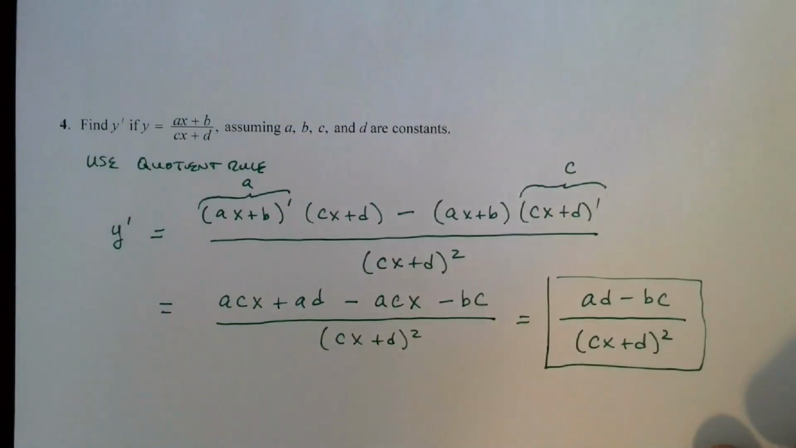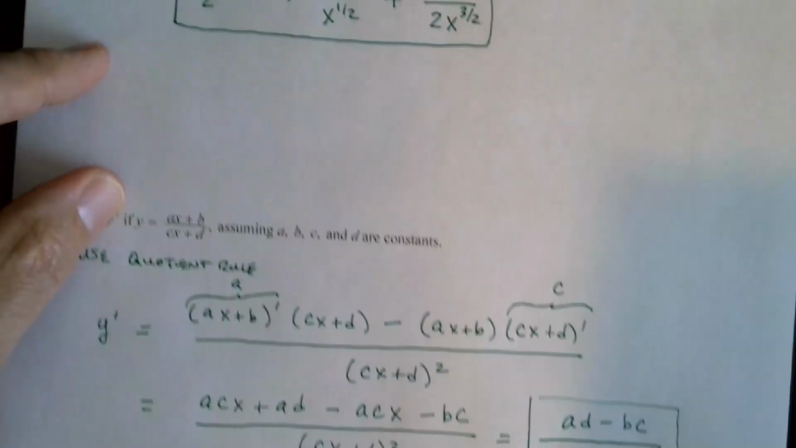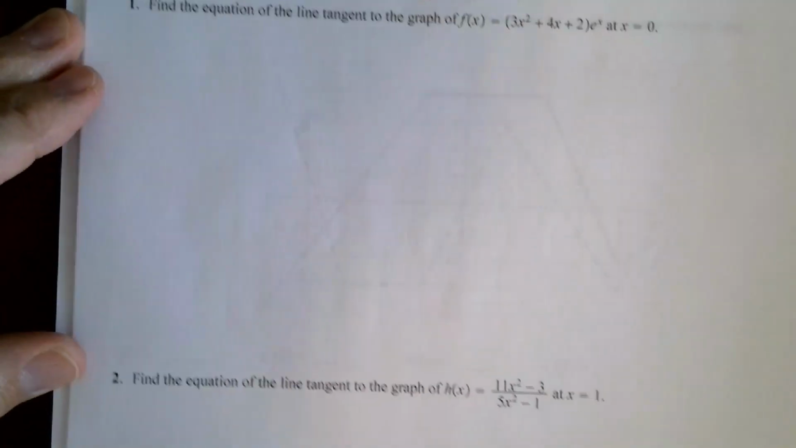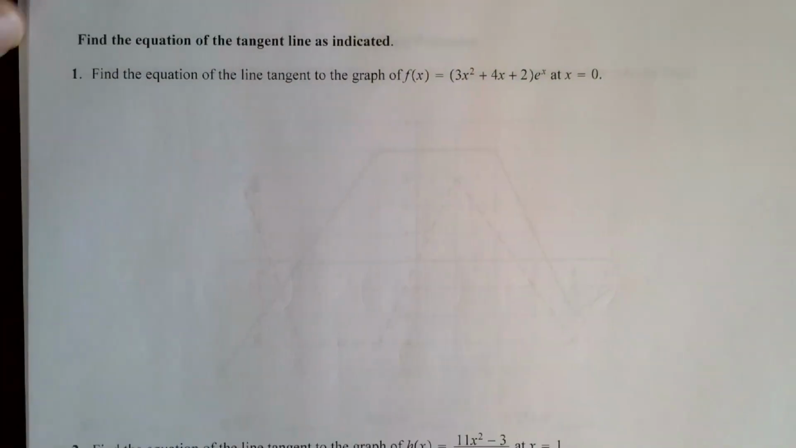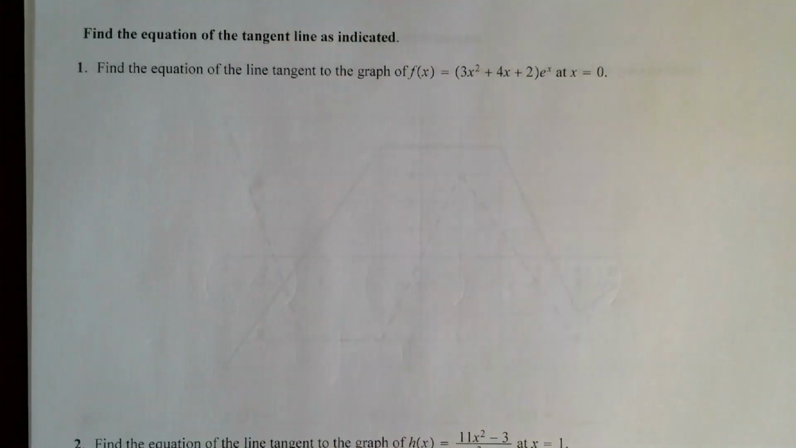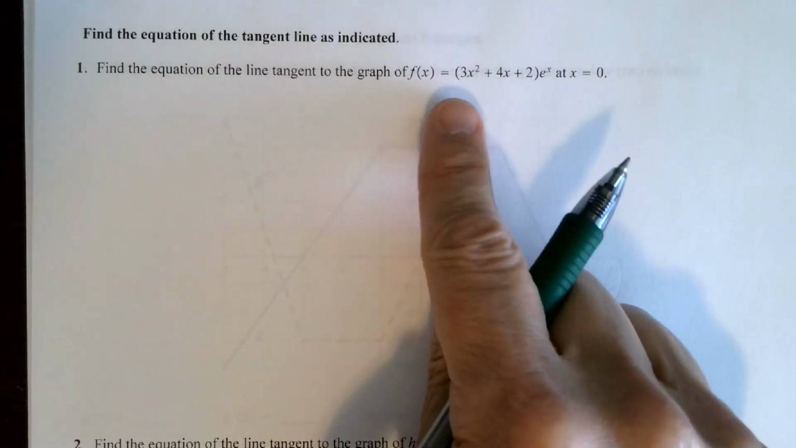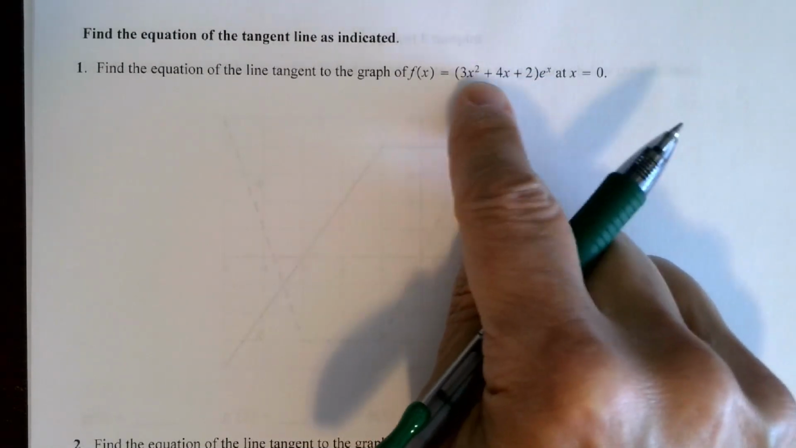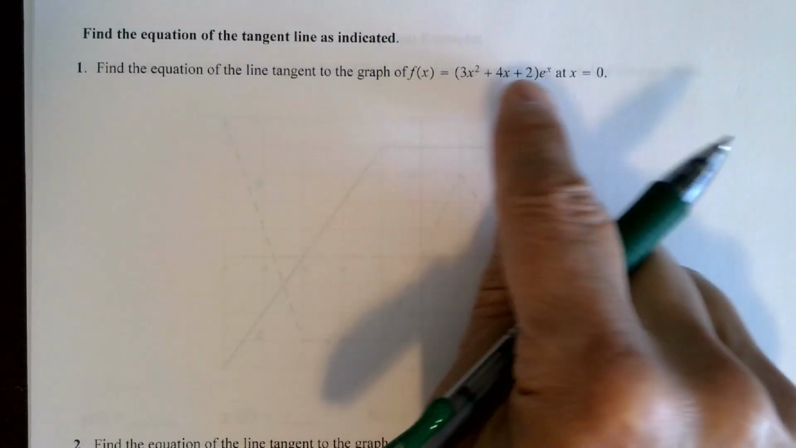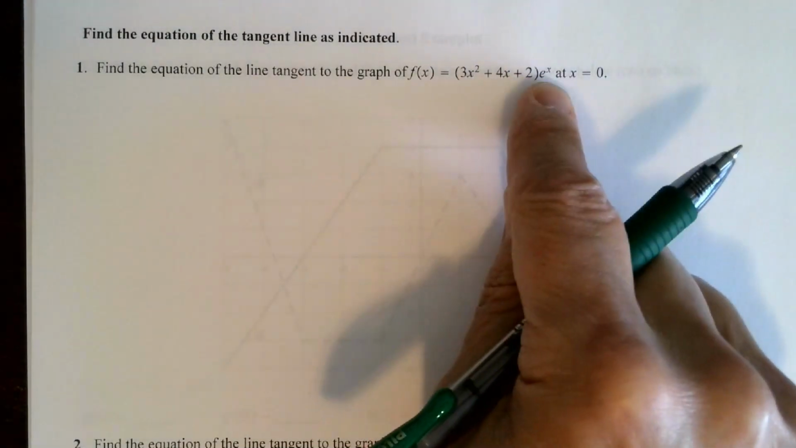All right. Let's do a few more examples now. Now that we have the product and quotient rules, we can find the equation of the tangent line. Okay, so let's practice doing that. Let's find the equation of the line tangent to the graph of this function at x equals 0. Well, notice this is a product. Now I could distribute e to the x through, but I would still have products. In fact, I would have 3x squared times e to the x as one product, and 4x e to the x as another product. So I'm going to leave it factored like that.